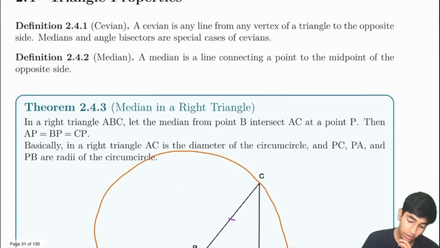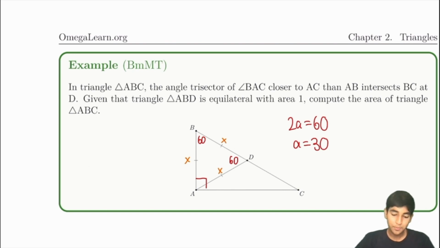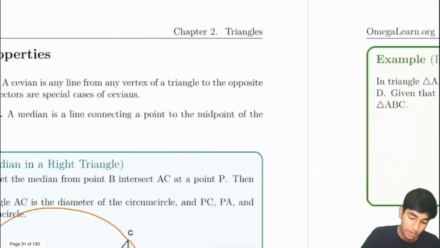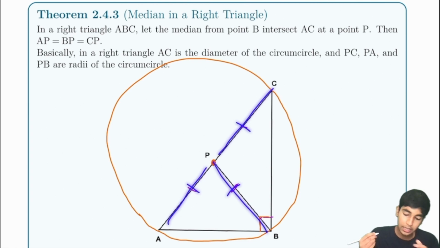Now, remember what we just learned? First of all, it's a right angle, right? This 60 plus 30 over here makes 90. In a right triangle, we know that the median has this special property where this is equal to this, right? All three of these parts are equal.